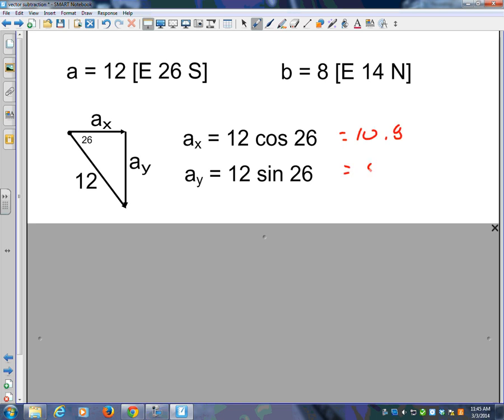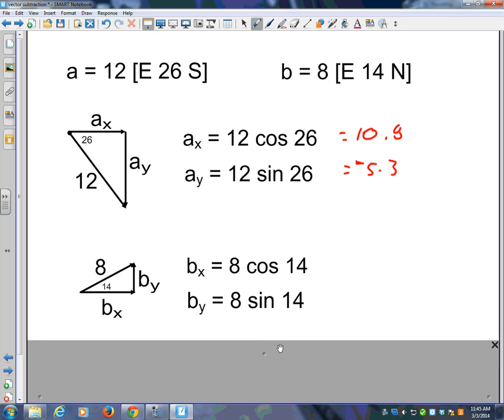10.8 and 5.3. Now the x is to the right, so it's positive, but the y is down, so it's negative. Is that important? Very. Is that 5.3 or 5 times 3? 5.3, minus 5.3. Now we simply do the same thing with the b's.